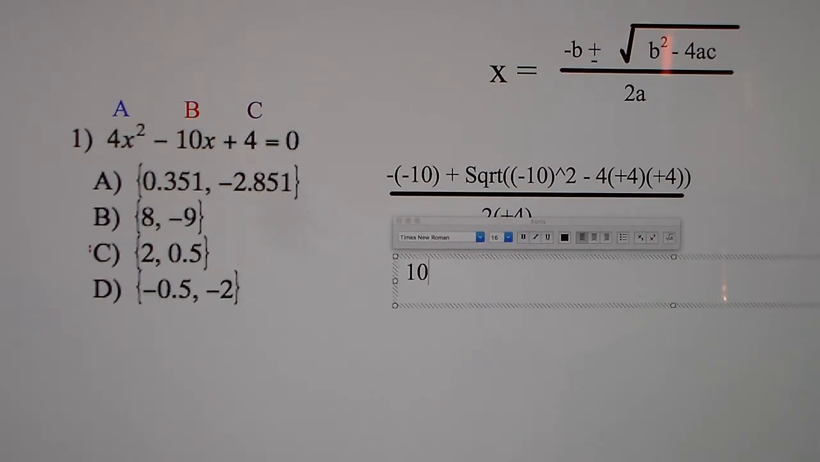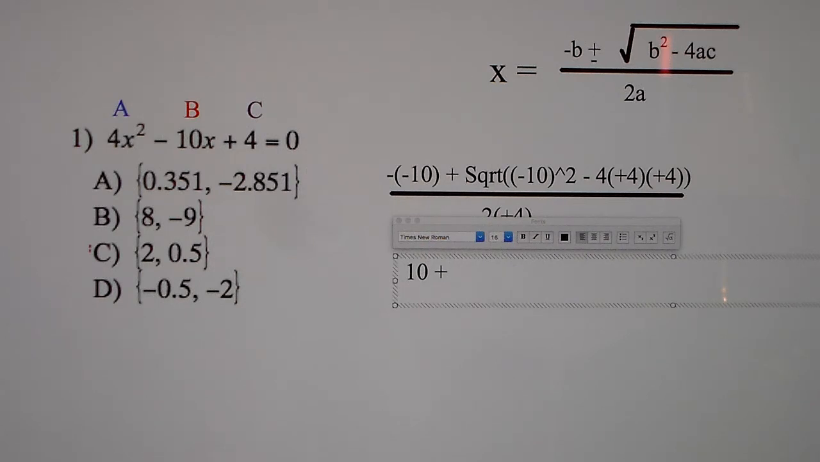So positive 10 plus the square root. Well, let's type in the square root of negative 10 squared minus 4ac all into the calculator. Let's find out what that number is. You can actually type the entire thing into the calculator if you like to, right from the get-go.